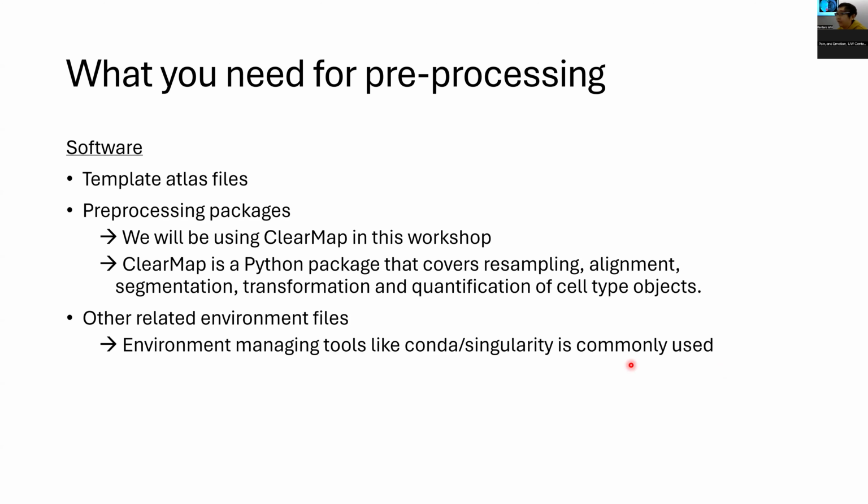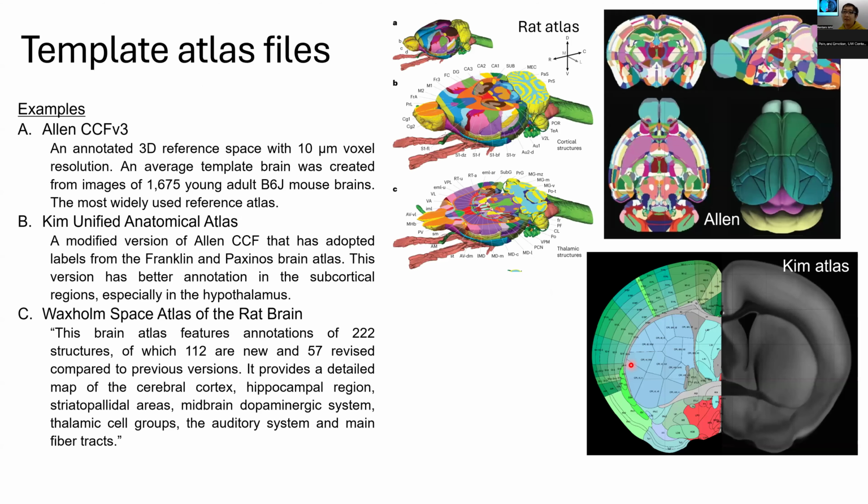So the first thing we need to talk about is these template atlas files. I'm listing 3 examples of the brain atlas that we have experience using within the NAPE Center. So the most common one will be this Allen CCFv3. So this was obviously developed by the Allen Atlas.